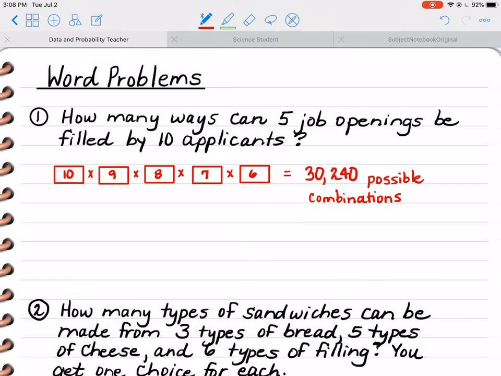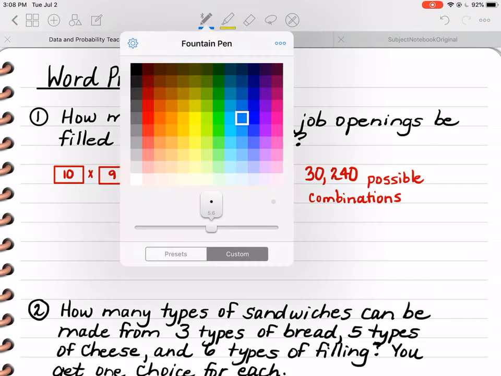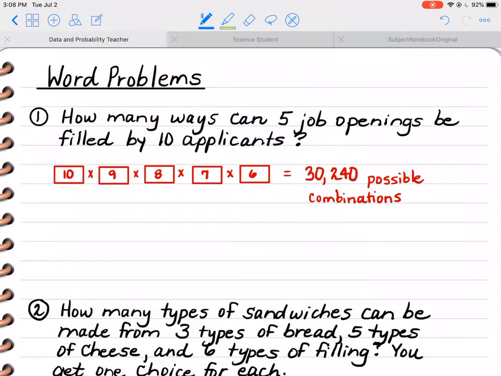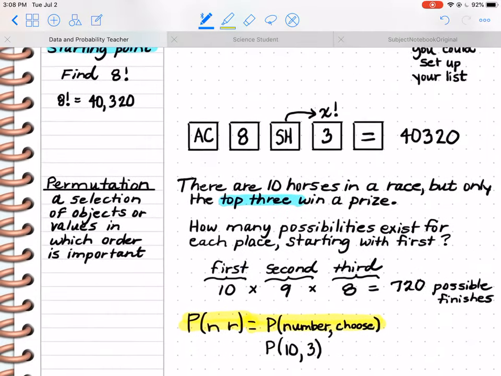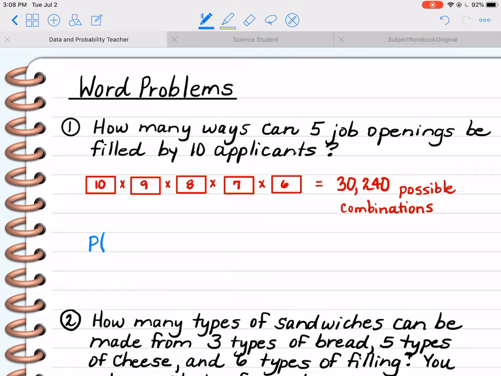If you like formulas, I'll show you the other way because you can handle it. It just looks a little different. If you want the formula, you're going to use nPr. I have to look back because your formula is different than the one I learned: n, P, r. This means number, comma, choose. We have 10 applicants and we're going to choose 5 of them. The number of people is 10, we can only hire 5. And then you put this in your calculator.